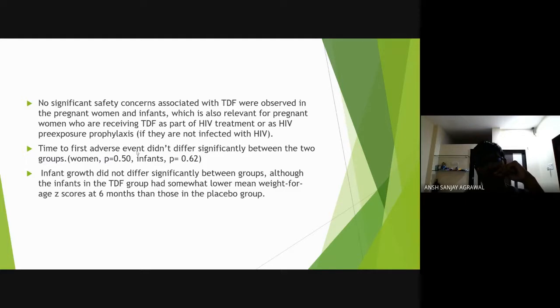It's just this much, that there was no significant difference between when the first adverse event appeared in the placebo group and the TDF group in both the women and the infants. As you can see, the p values are 0.5 and 0.62, which are not significant. Infant growth did not differ significantly between groups, although the infants in the TDF group had somewhat lower mean weight for age Z scores at 6 months than those in the placebo group. But again, as it was not a statistically significant difference, we shouldn't comment on this much.